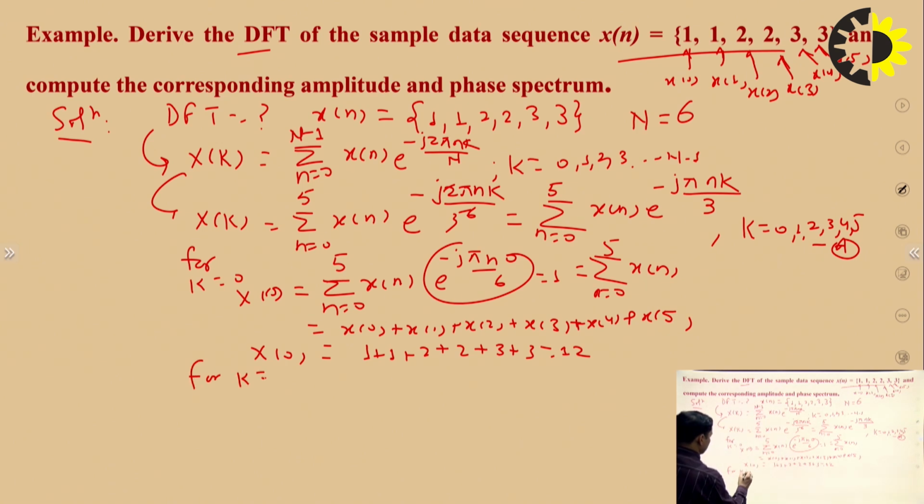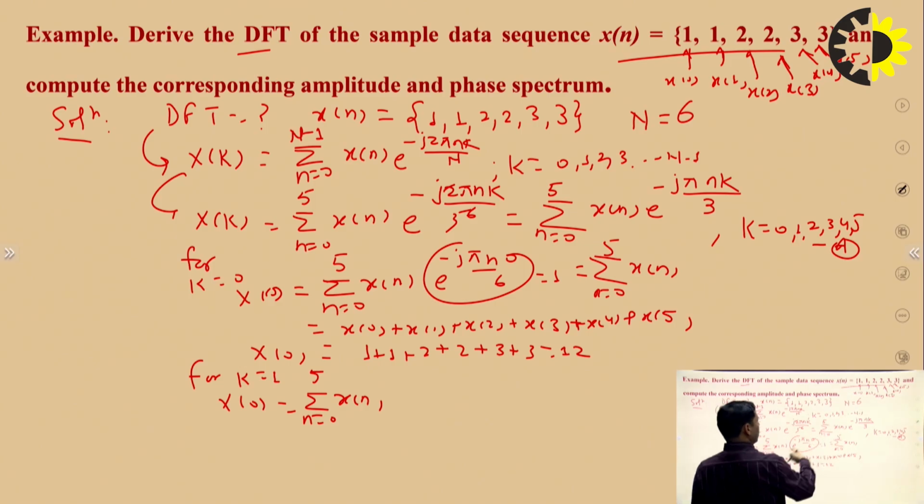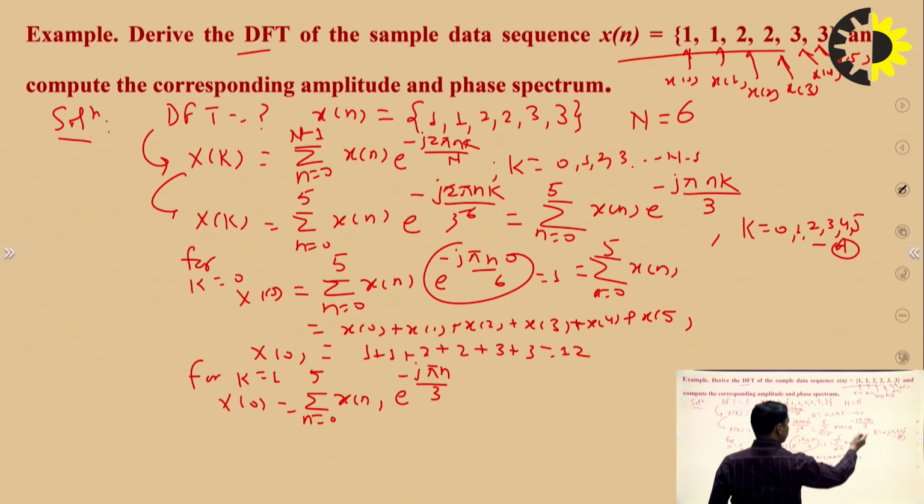Then next, for k equals 1, X of 1 is the summation of n equals 0 to 5 of x of n. We already put the value in equation A. So k equals 1, it will become e raised to power minus j pi n by 3, because the k value will be 1 here. So now we can further expand it like this.